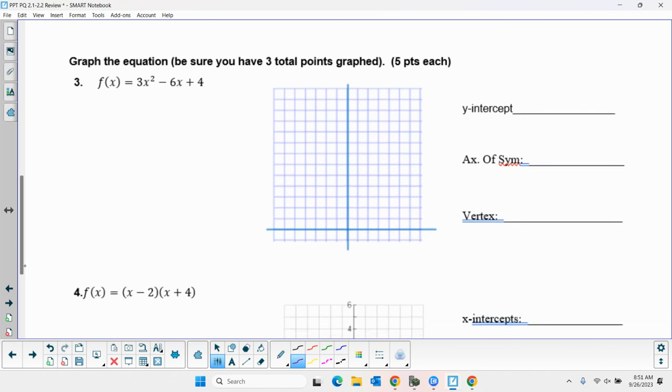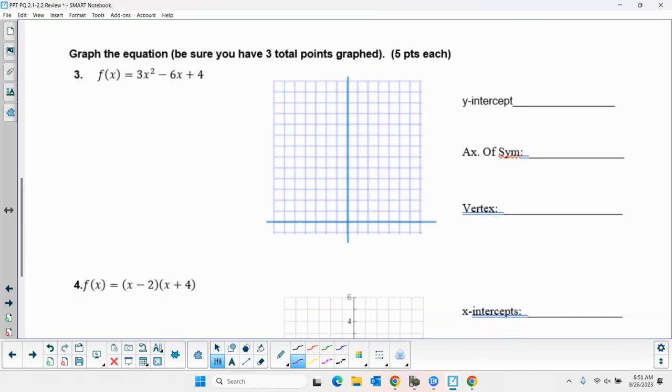All right. It says graph the equation. Be sure you have 3 total points graphed. So I want you to plot 3 points and label them. Okay, you hear me? Plot them and label them.